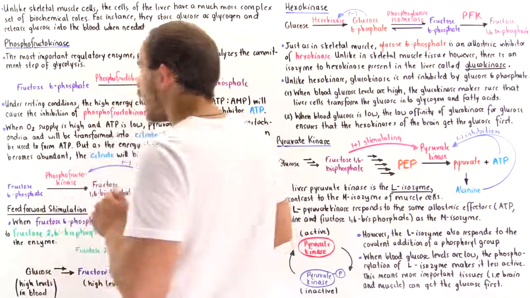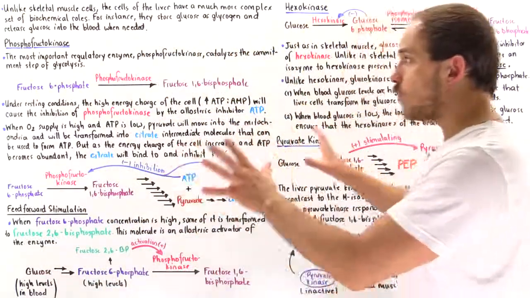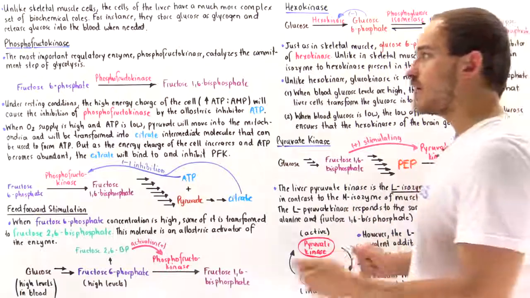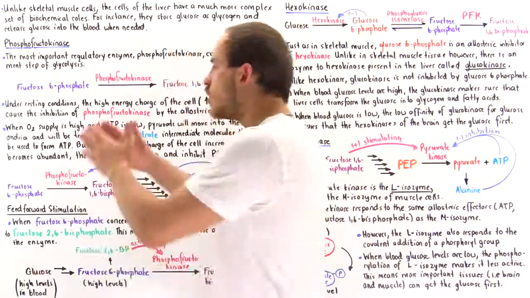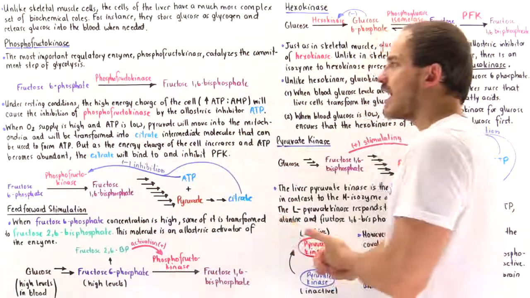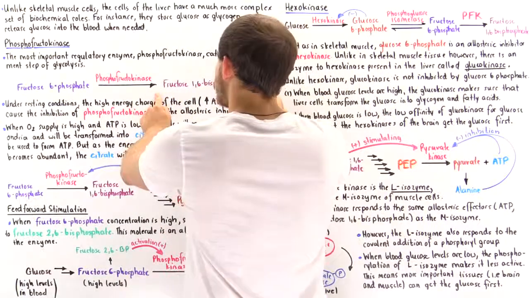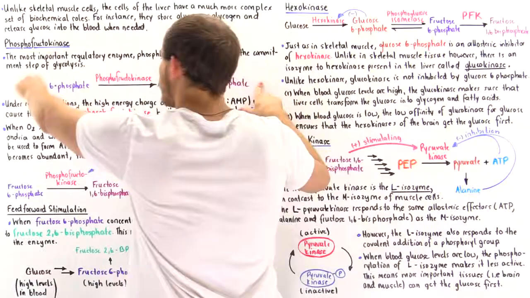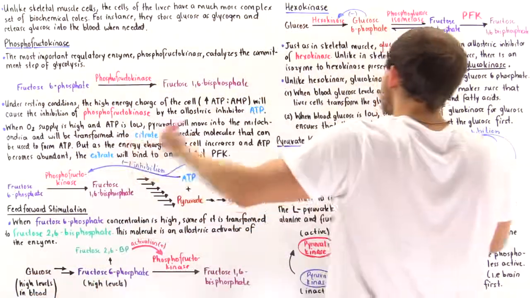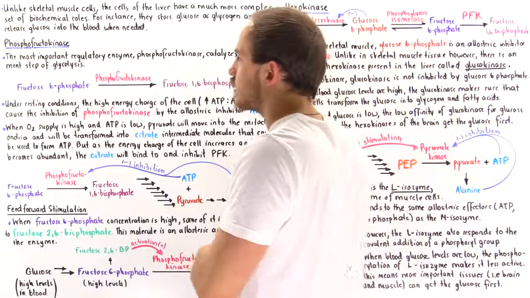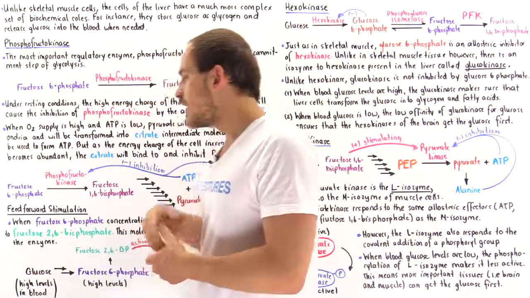Now, phosphofructokinase, as we said, is the most important regulatory enzyme, and that's because it catalyzes the irreversible commitment step. Once this step takes place, this fructose 1,6-bisphosphate that is transformed from fructose 6-phosphate by phosphofructokinase has to go on and complete the process of glycolysis.